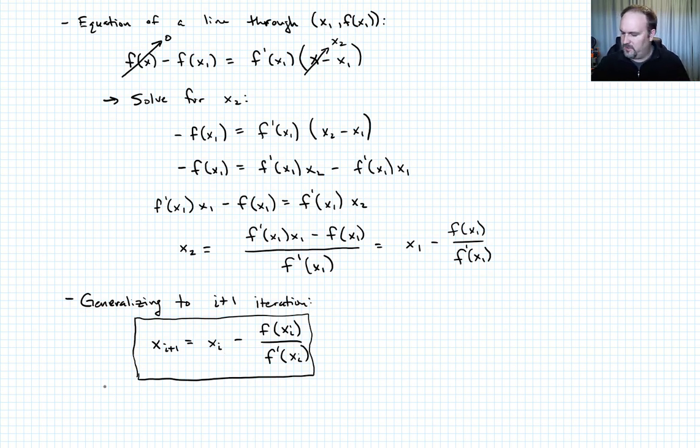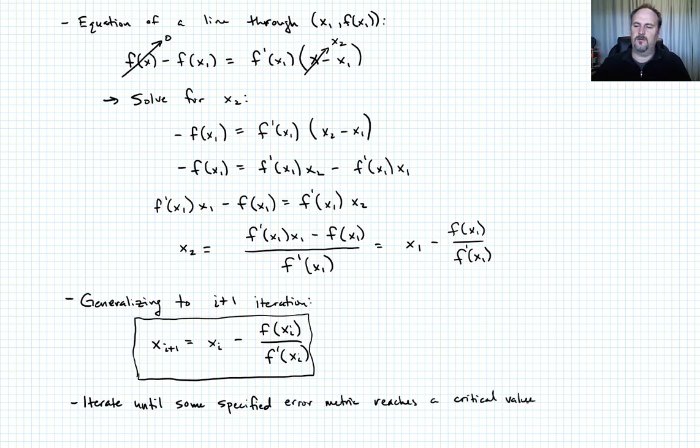And so typically here, we're going to go ahead and iterate until some specified error metric hits a critical value. Typically this is going to be an estimated relative error or tolerance.